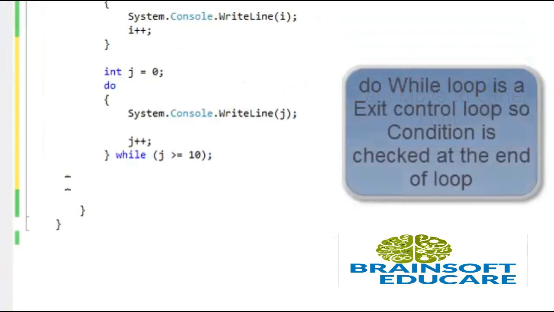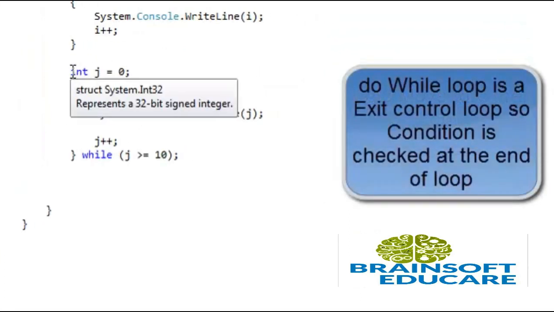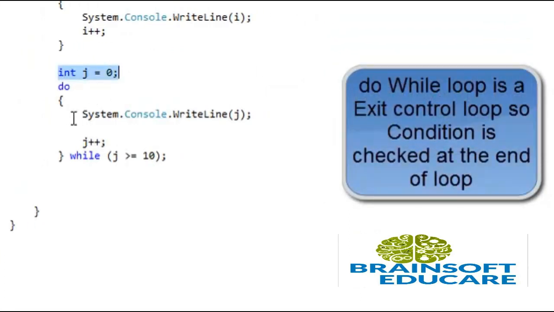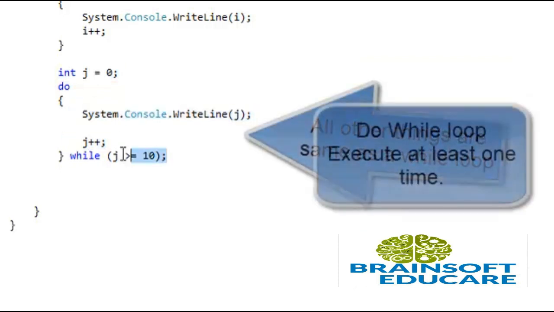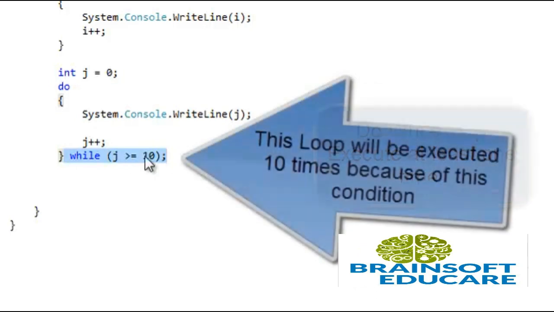So let's move to other loop, which is a do while loop. It is an exit control loop. So condition will be checked at the end of loop. Do while loop will be executed at least one time. This loop will be executed 10 times because of this condition.